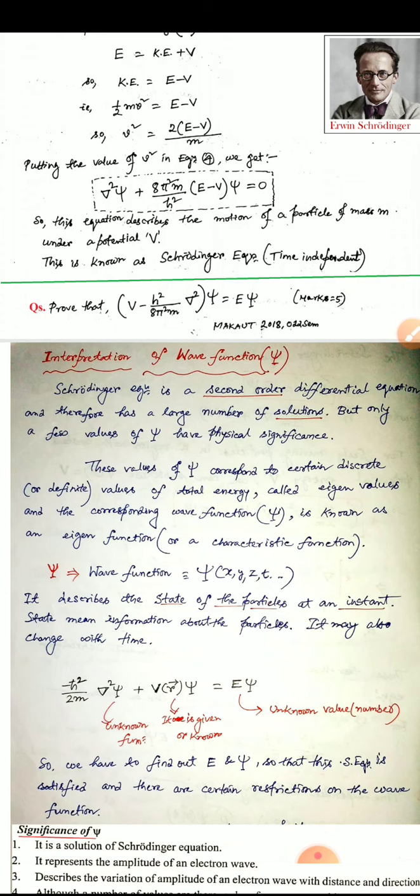So here the psi wave function is a function of the Cartesian coordinates x, y, z. Though t is present, we are not considering t because we are considering the time independent Schrödinger equation.